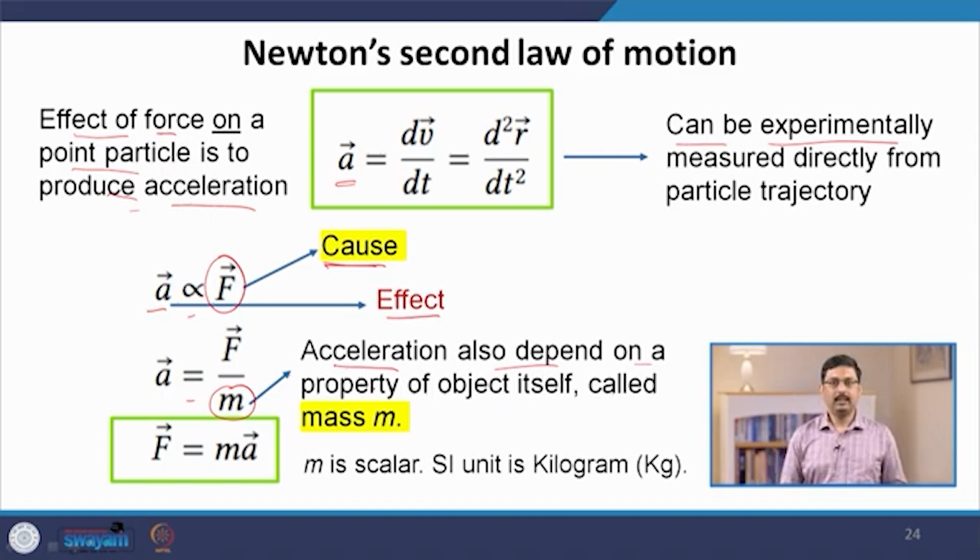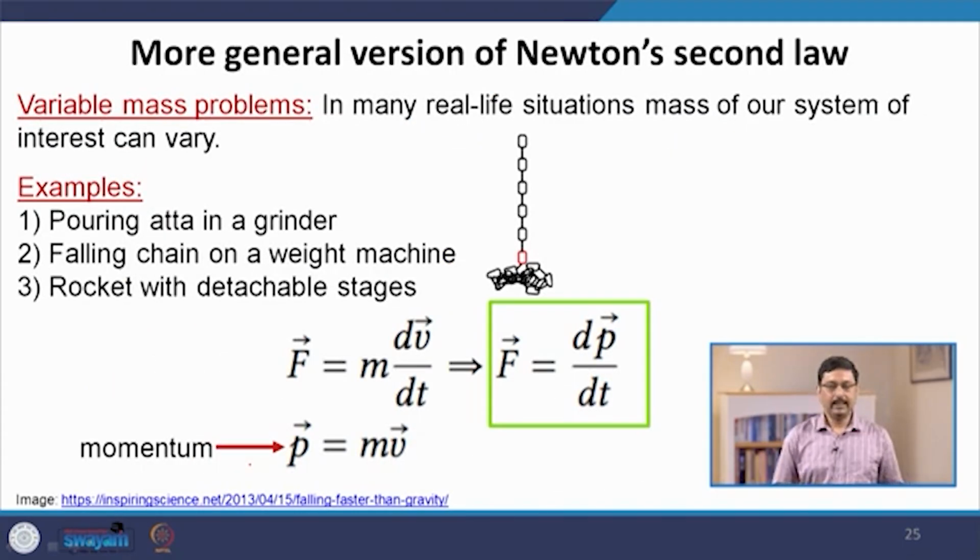Now, mass is a scalar quantity. You may recall our discussion from the previous week on what is a scalar and what is a vector. Mass is an example of a scalar and its SI unit is kilogram. So, then we can rewrite this equation in a more familiar form, that the force is equal to the mass times the acceleration.